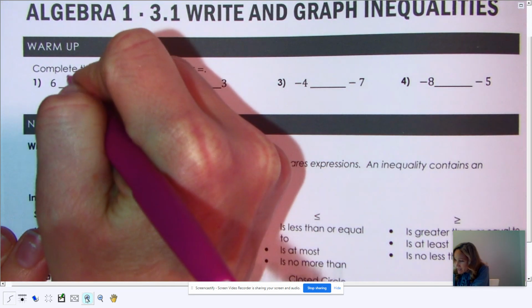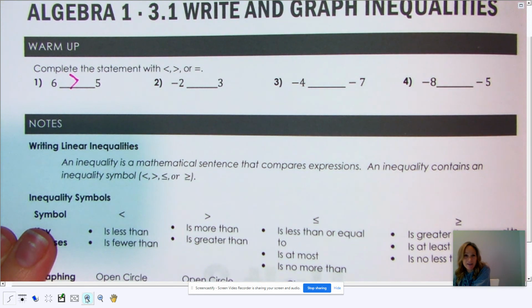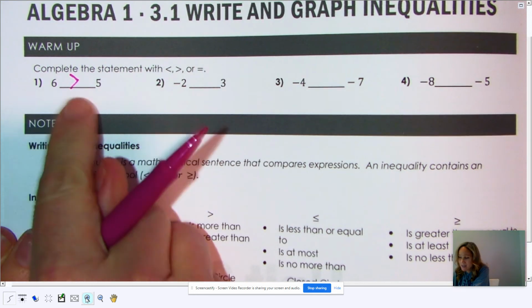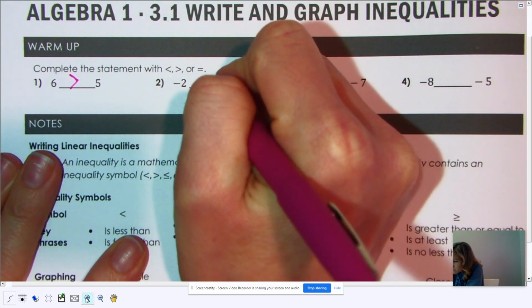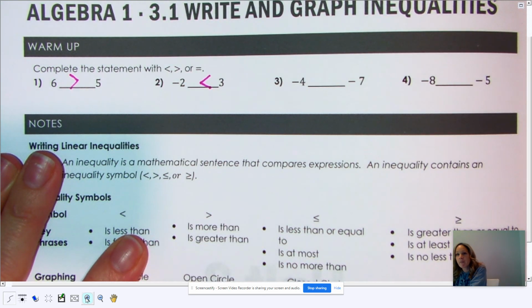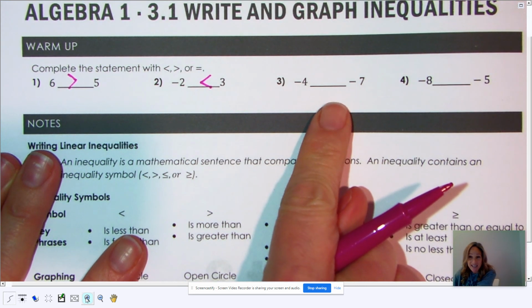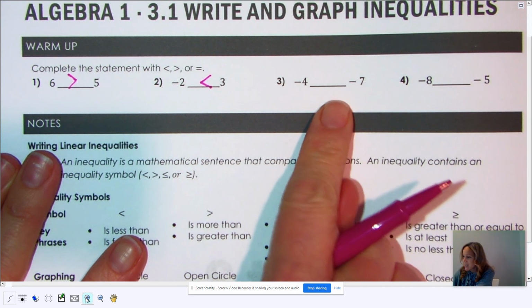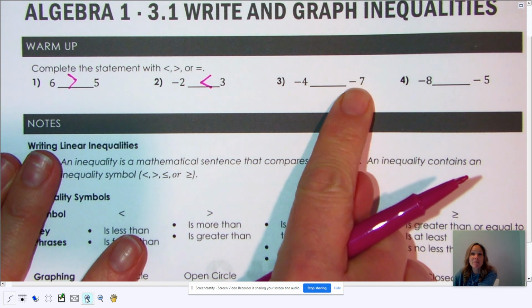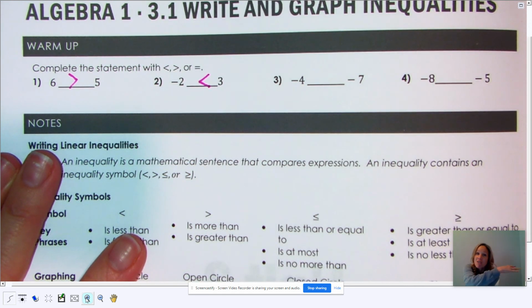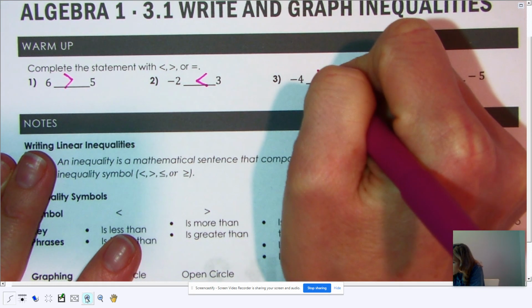The alligator always eats the bigger number, so that's the way our sign goes, and this is red. 6 is greater than 5. 3 is bigger, so that's the one the alligator is going to be eating. This one's a little bit tricky, you guys. Think about a number line, okay? Even though 7 is a bigger number, -7 would actually be a smaller number. It's farther away from 0 to the left. So this one is actually more.